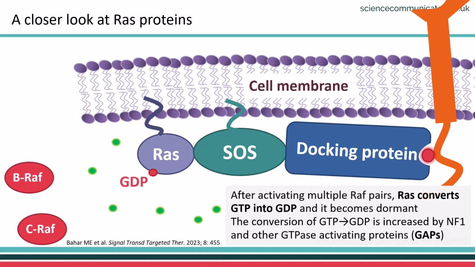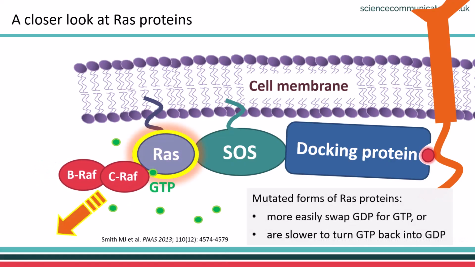After activating multiple pairs of RAF proteins, RAS switches back into an inactive state, and it does that by turning GTP, guanosine triphosphate, into guanosine diphosphate. And GDP no longer has the energy needed to keep RAS active. The mutated versions of RAS proteins that we find in cancer cells, they are either able to more quickly and more easily swap GDP for the more active GTP, or they are slower than normal at converting GTP back into GDP.